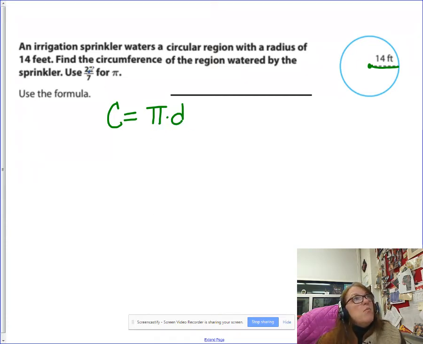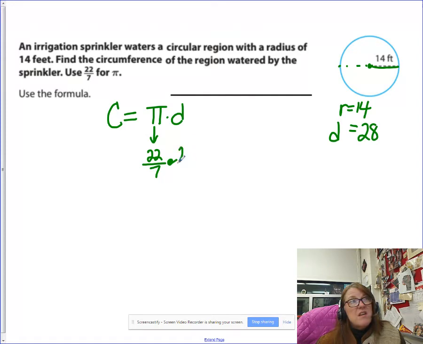Okay? They want us to use 22/7 for pi, the fraction approximation. My diameter, oh wait, this is radius. The radius is 14. The diameter goes all the way across. That is twice as big. So we have to take 22/7 times the diameter, which is 28, or 28 over 1.